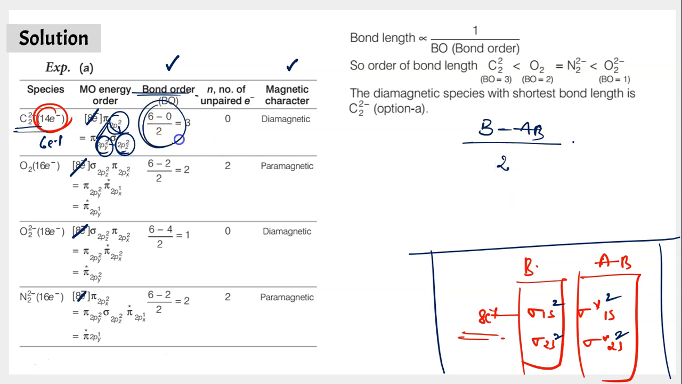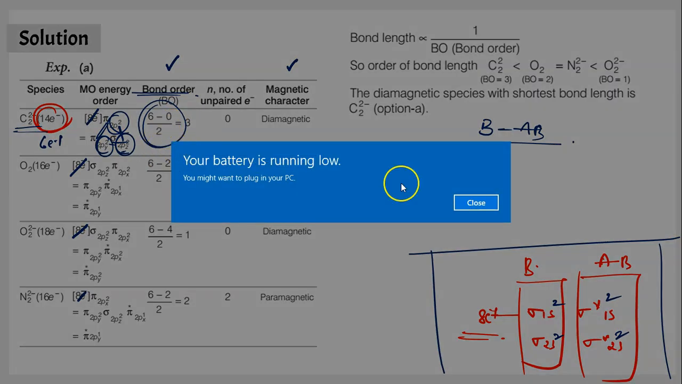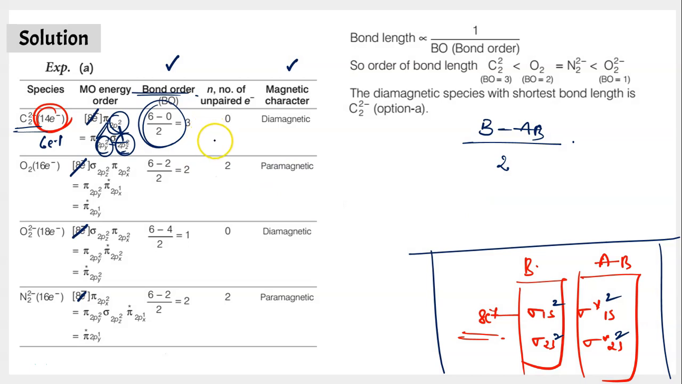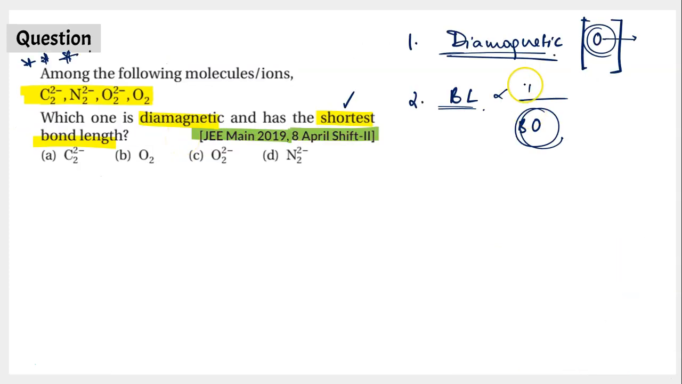When I use this formula, it has to be 6 minus 0 by 2, because 6 bonding electrons, 0 anti-bonding electrons. I will have the bond order achieved to be 3. But then the point is not about calculating bond order. In the first place, we should see the magnetic behavior.